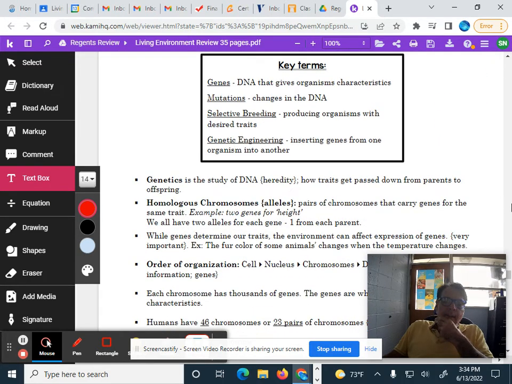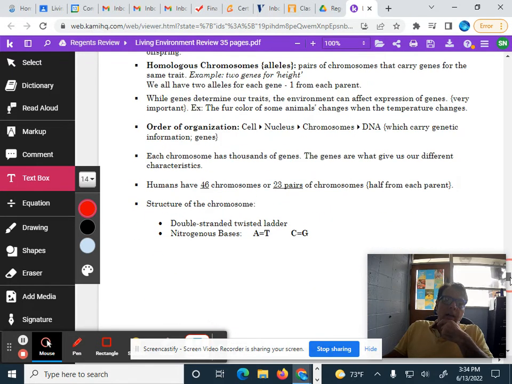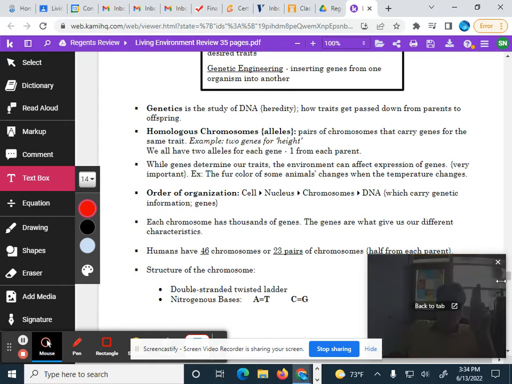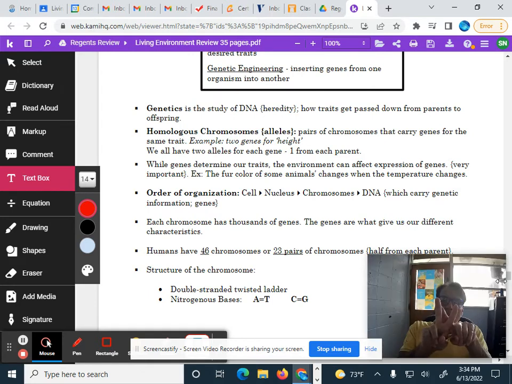Genetics, a study of heredity, parents passing down traits to offspring. Homologous chromosomes are the pair of chromosomes. We saw one go into each of the gametes during meiosis. Genes determine your traits, which are your inherited characteristics. The order of organization: cell, nucleus is inside the cell, chromosomes are carried within the nucleus, and DNA makes up chromosomes. If they threw genes in here, genes would be after chromosomes because they're smaller, and again make up DNA.